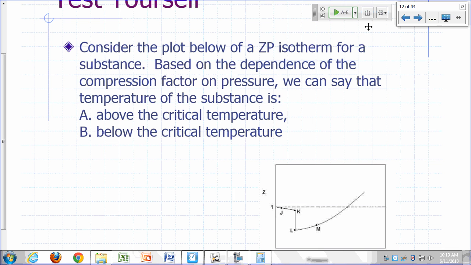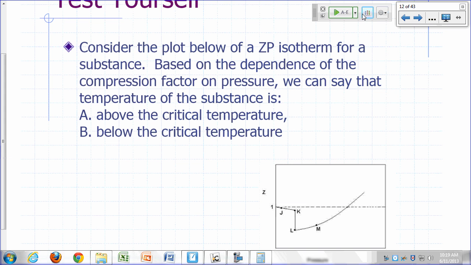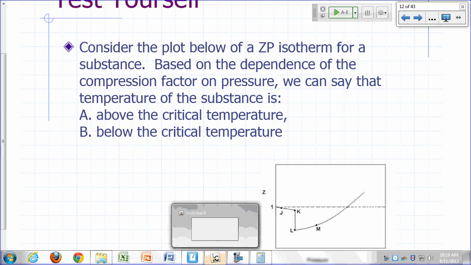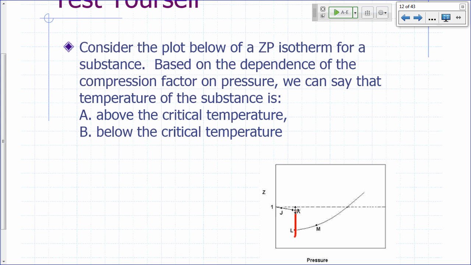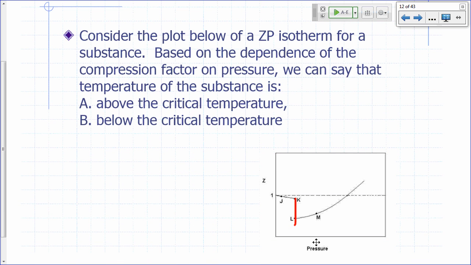Okay. Actually, I did say it was below the critical temperature, right? Below the critical temperature. Why? You can see that big dip right there. So that's another way of looking at this graph. Instead of pressure versus volume, you can plot Z versus pressure. And in fact, this pressure right here is the vapor pressure of the gas. So this is the vapor pressure. So that's the pressure of the gas that would be in equilibrium with either the solid or the liquid.